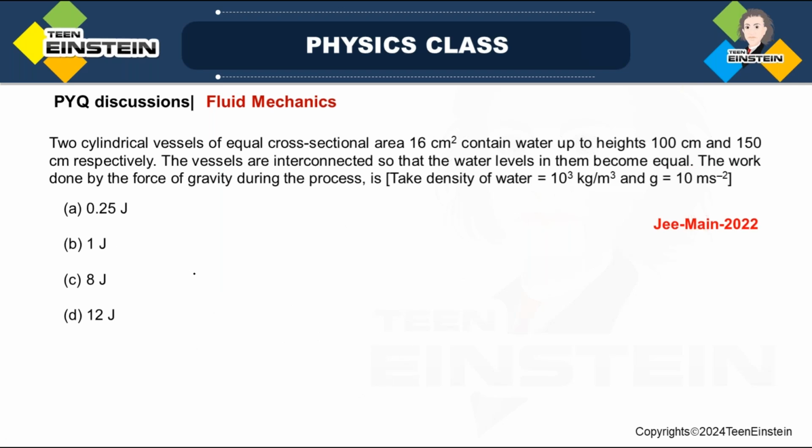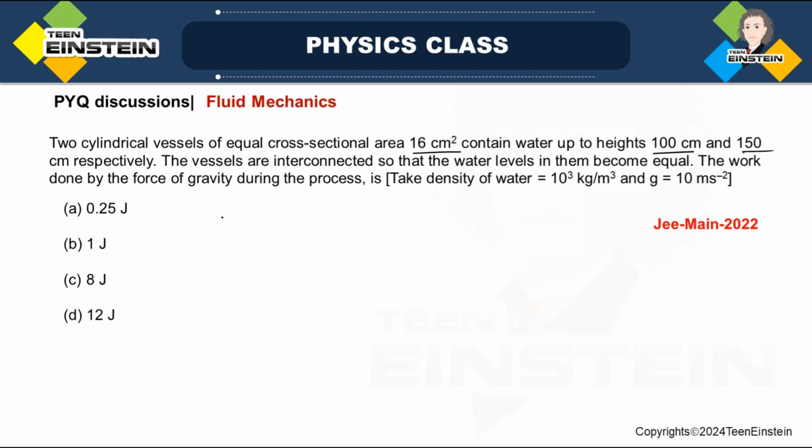This is a very interesting problem. The question says two cylindrical vessels of equal cross-sectional area 16 centimeter square contain water up to the heights of 10 centimeter and 150 centimeter respectively. The vessels are interconnected so that the water levels in them become equal. The work done by the force of gravity during this process is how much?